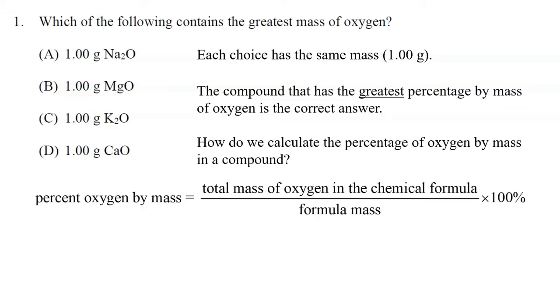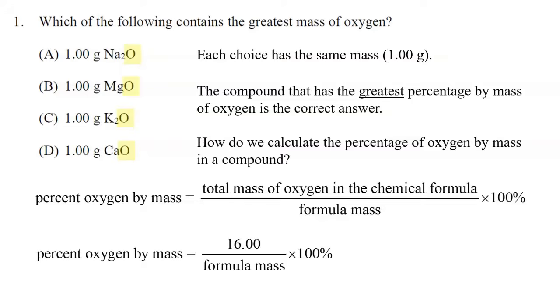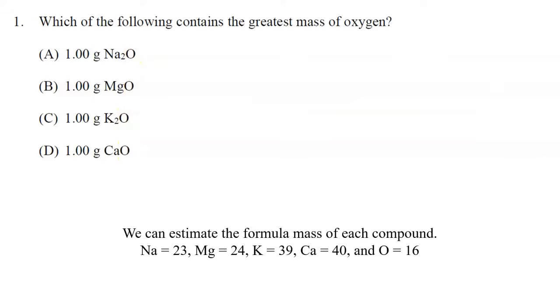Well, in general, the percentage of an element by mass is going to equal the total mass of that particular element, as found in the chemical formula, divided by the formula mass, or the molar mass, and then times 100. In all 4 of these choices, there's exactly 1 atom of oxygen, so therefore, since the atomic mass of oxygen is 16, the math involved in calculating the percent oxygen by mass would be 16 divided by the formula mass of the compound. On the periodic table, we can find the atomic mass of the elements, and for the purpose of this particular question, let's just round off the atomic mass to the nearest whole number.